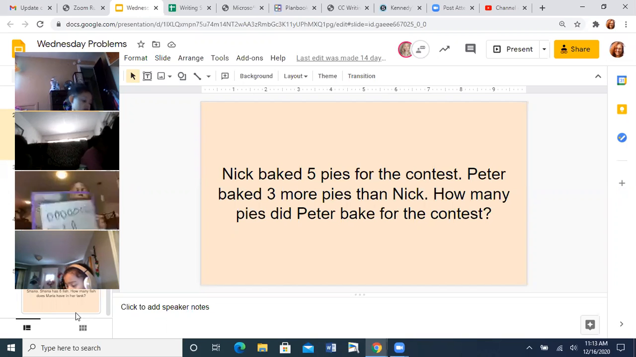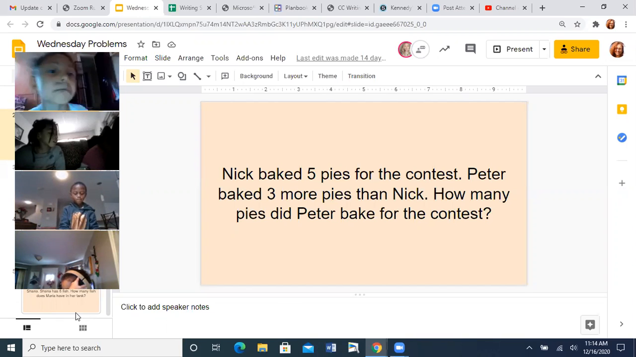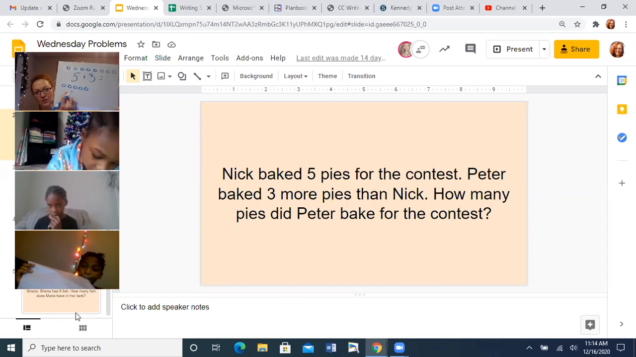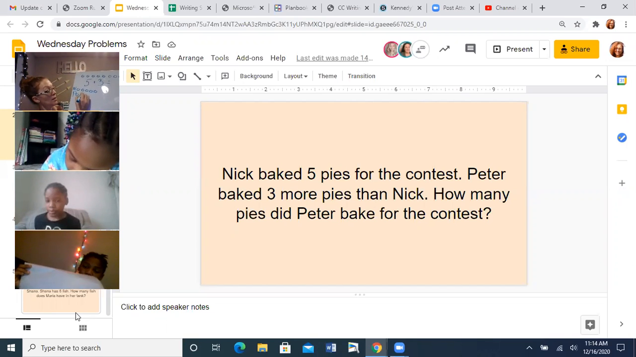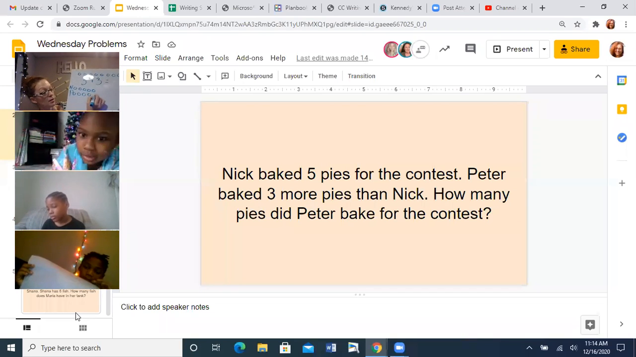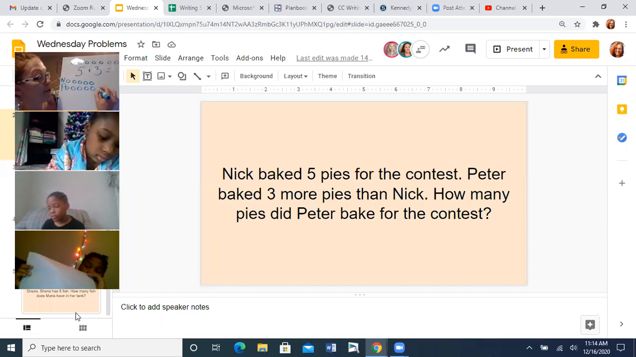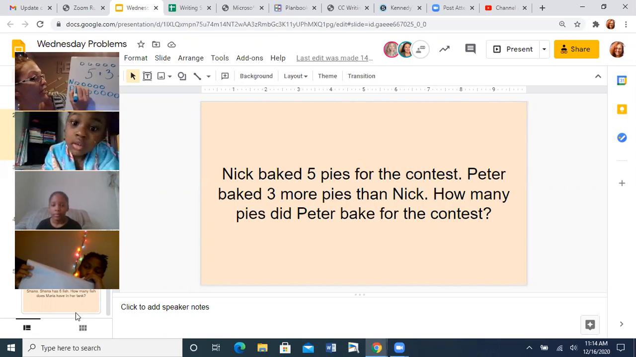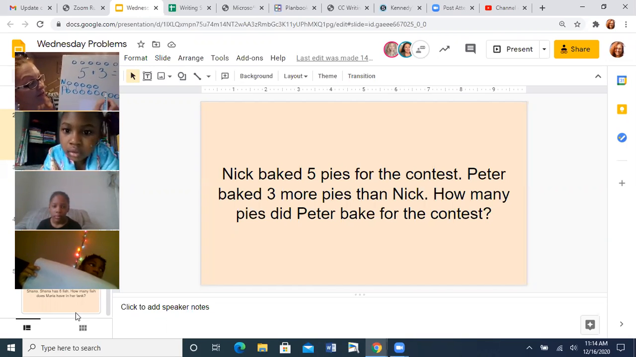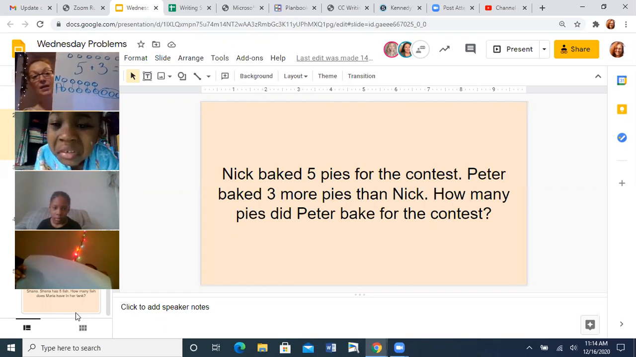So if we compare, like we're gonna be doing for more of them, here are the 5 pies that Nick baked. Right, these are the 5. This is Nick. Peter baked 3 more, and now we know here's the 5, and here's the 3 more. So we know they each baked 1, they each baked 2, they each baked 3, they each baked 4, they each baked 5, but Peter baked the 3 more.